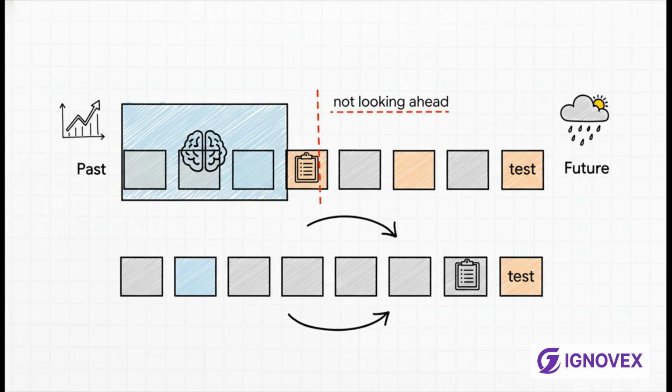Next up, time series cross-validation. Okay, so standard methods assume your data is all independent, but that's just not true for things like stock prices or weather data. The order matters. This method respects that time order, always training on data from the past to predict data in the future. It stops the model from cheating by looking ahead in time.